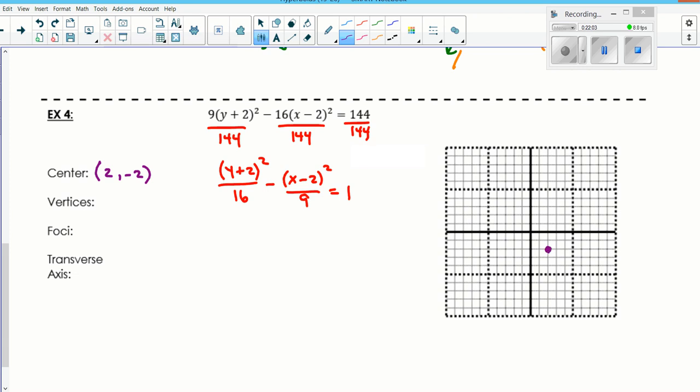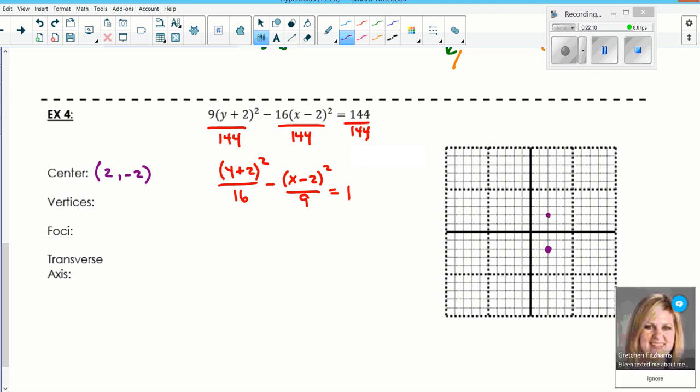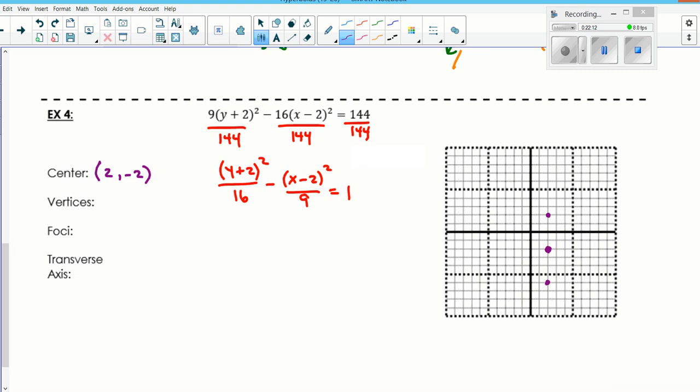Okay. On my y-axis, the square, that's 4. So I'm going to move up and down 4. And then on my x-axis, I'm going to move right and left 3. Alright, I'm going to fill in my corners. And I'm going to go find those linear equations for my asymptotes. Connect this.